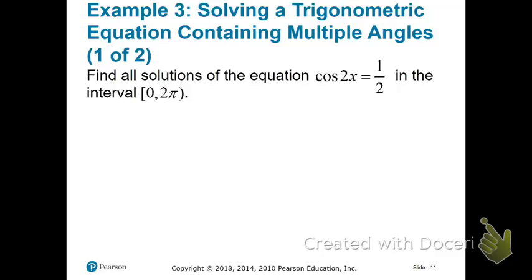Okay, in example 3, we want to find all solutions to the equation cosine of 2x is equal to 1/2 in the interval from 0 to 2 pi. Well, be careful now because this one has a multiple angle, okay? So we're going to have to do a few extra things at the end, but for the beginning part, it's going to start out the same. So we're looking at cosine of 2x equals 1/2.